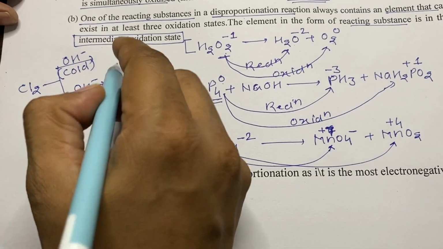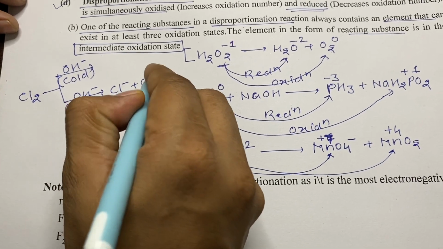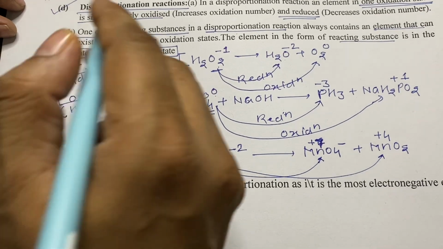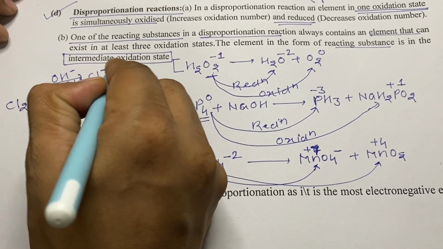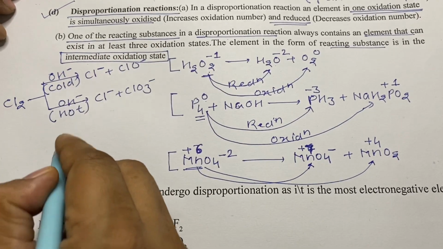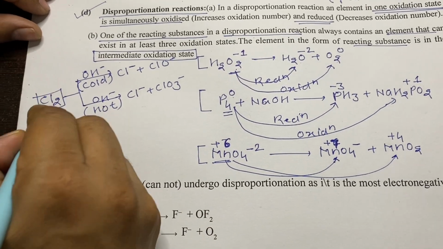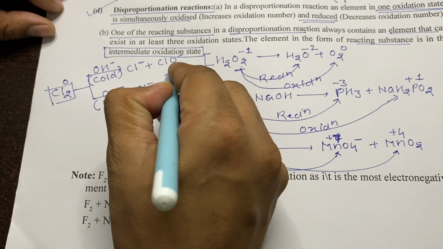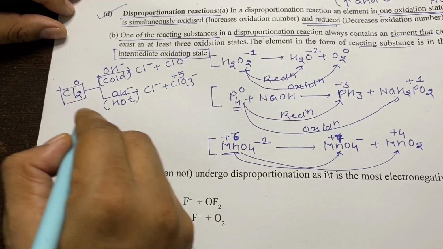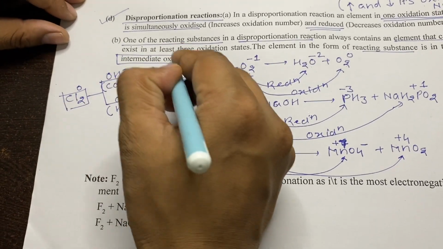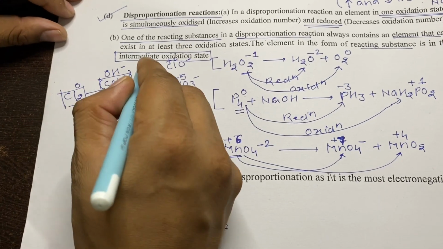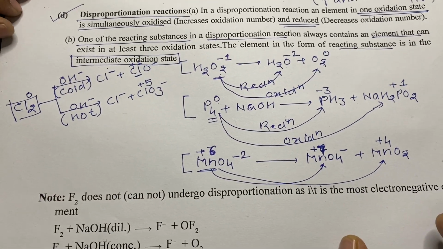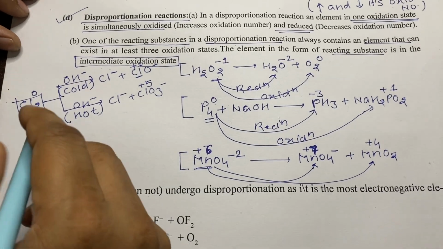So in presence of hot alkali, this will convert into Cl minus and ClO3 minus, and in cold alkali it will convert into Cl minus and ClO minus. Here is the change in the oxidation number. When you observe, it is from Cl 0 to Cl +5 and -1, so it is a disproportionation reaction. In the same way, it is decreasing its oxidation number and increasing its oxidation number. It is also the disproportionation reaction.